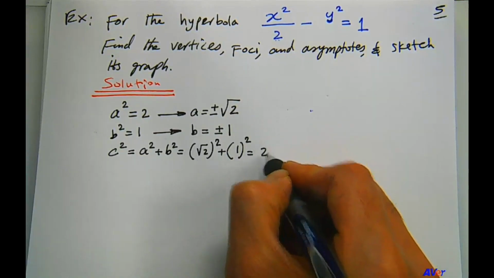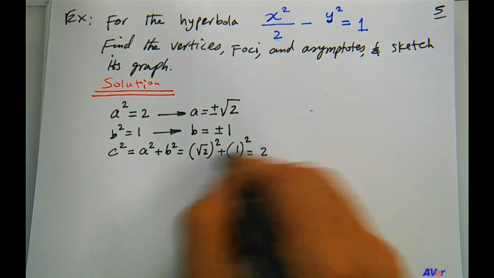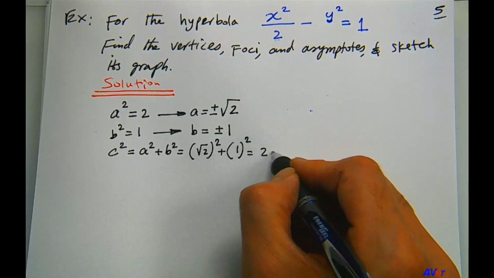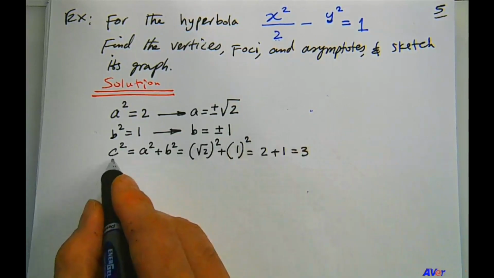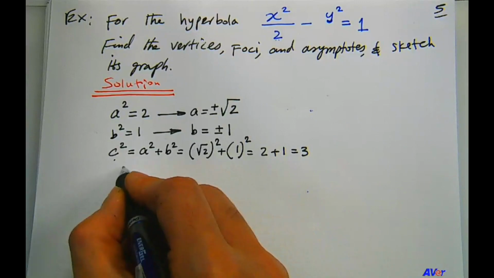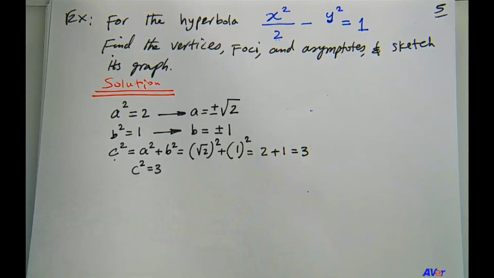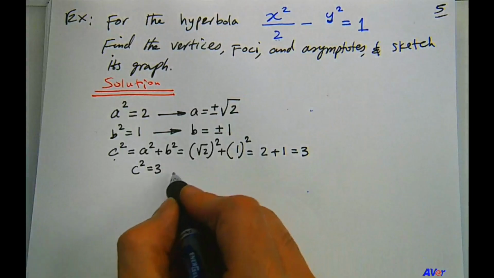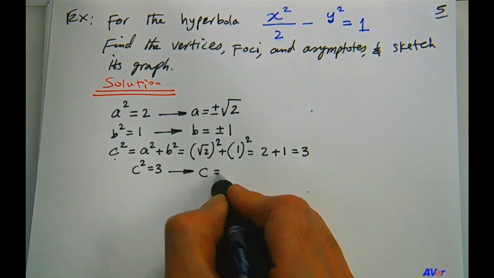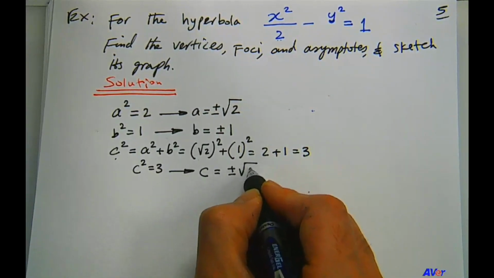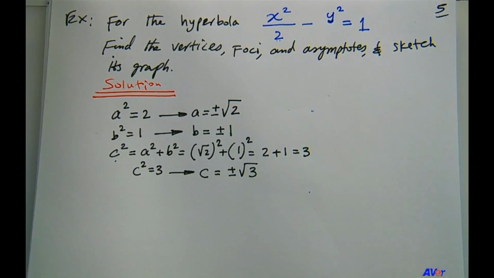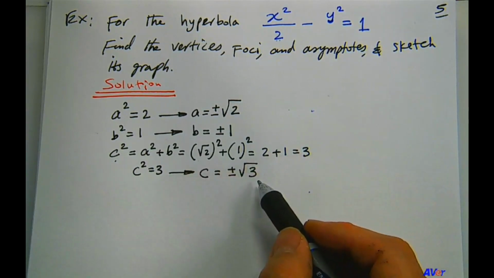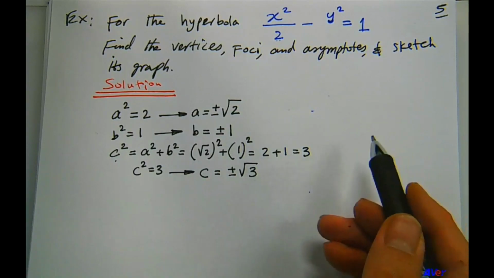So the square root of 2 squared is 2, plus 1 squared is 1, equals 3. So c squared equals 3. Let's write that down. c squared equals 3. Therefore, c is equal to plus or minus square root of 3. Can we draw the hyperbola at this time? Yes, we can.